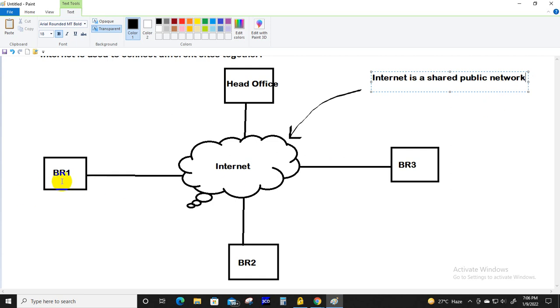Suppose branch 1 is communicating with head office. There must be some confidential data. Those data must be protected when we are using internet. For that reason, IPsec VPN tunnel is used between sites to protect data over internet.